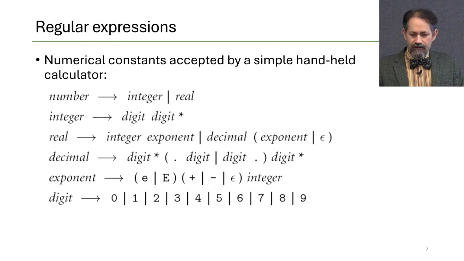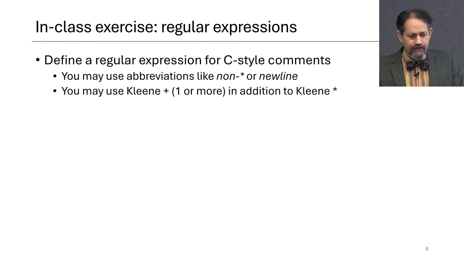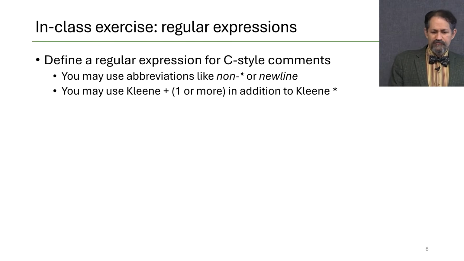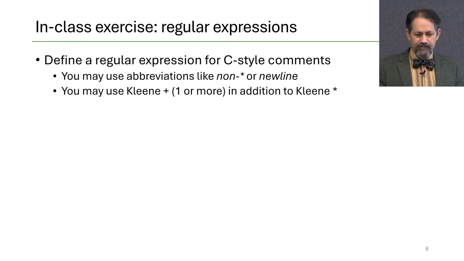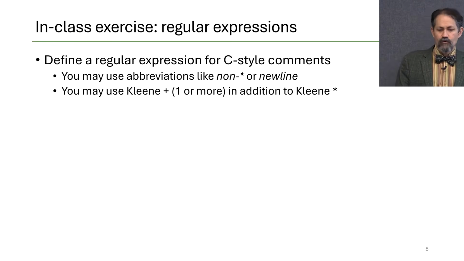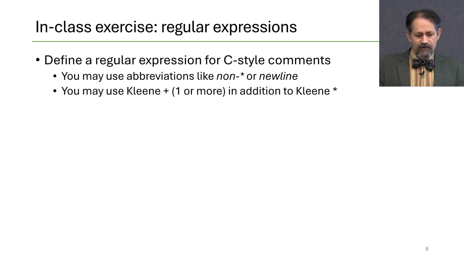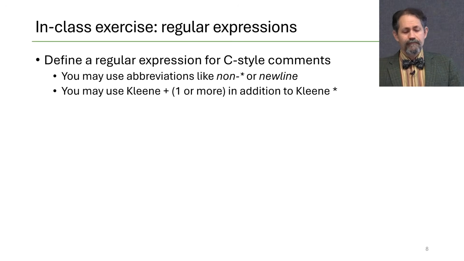Okay, so let's get some practice. Go ahead and define a regular expression for C-style comments. You can use abbreviations like non-star or new line. You can also use something called the Kleene plus. That just means one or more. So it's very similar to Kleene star, but it might be convenient.